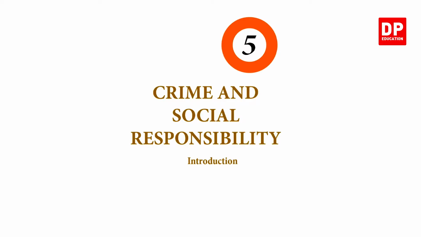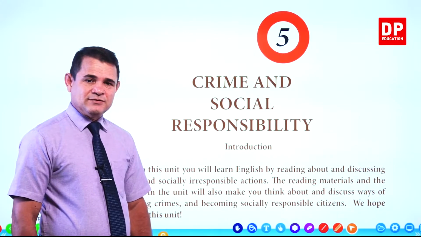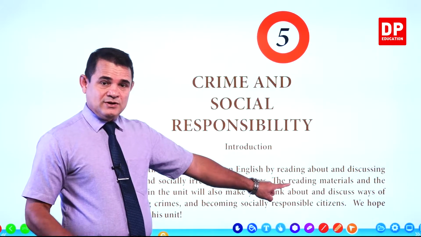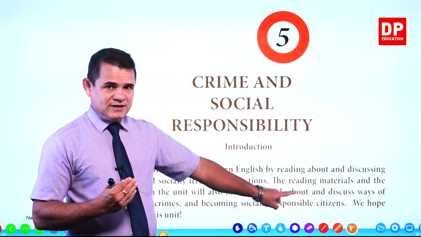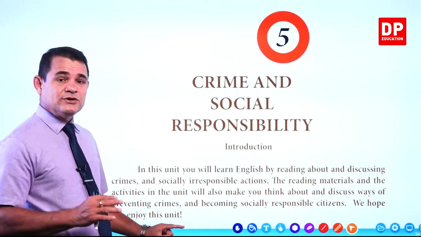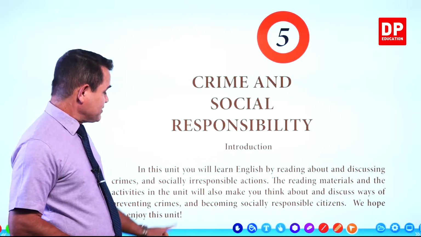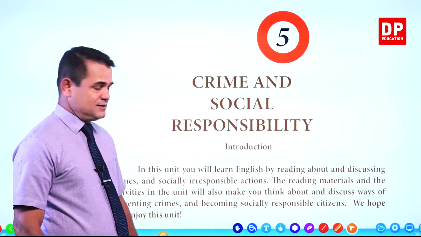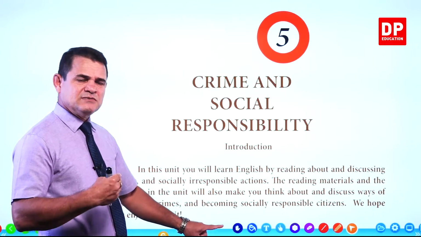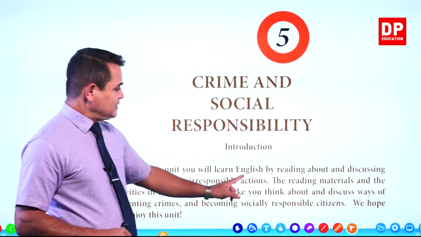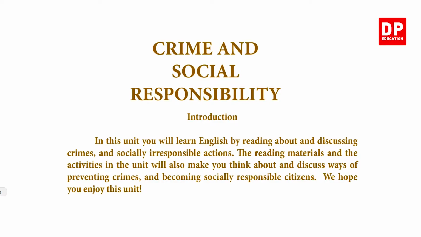Crime and social responsibility. So in the introduction itself you can understand. Now here in this unit you will learn English by reading about and discussing crimes. You are going to learn English reading. There are a lot of things to read, right? And discussing crimes, and socially responsible action. Irresponsible action. Responsible means accountable; irresponsible is the opposite, actions done without any responsibility, right?